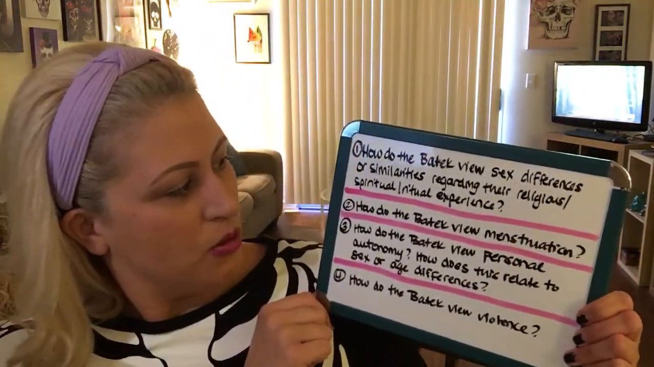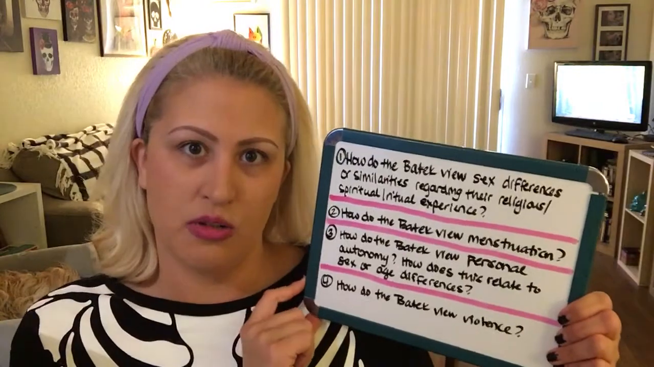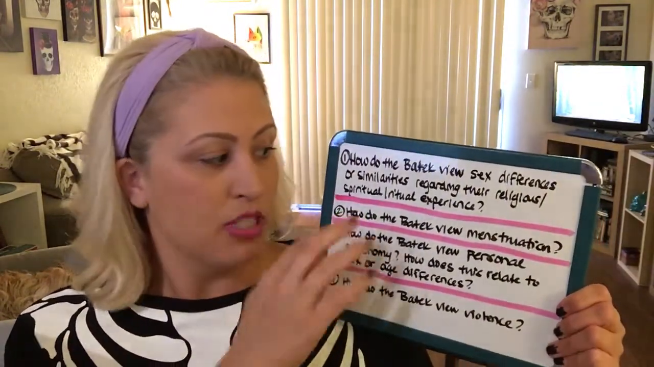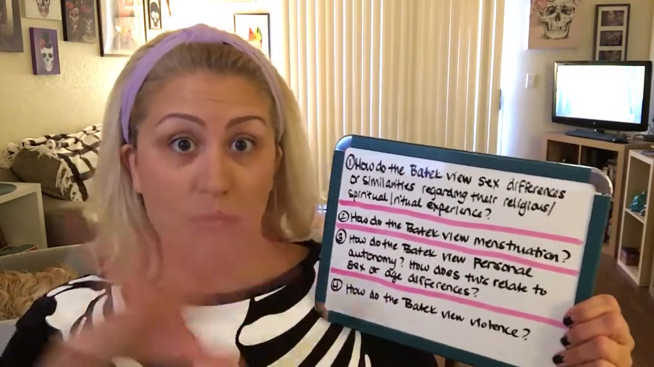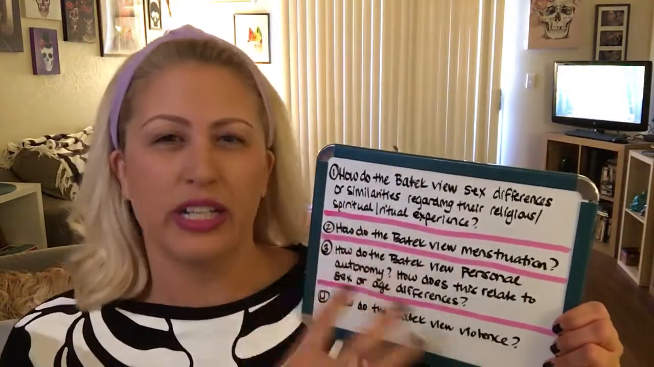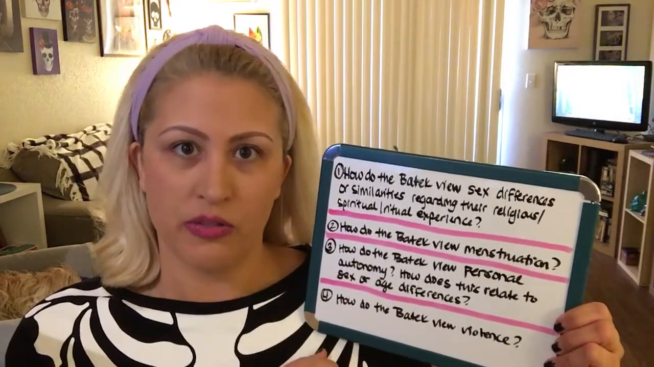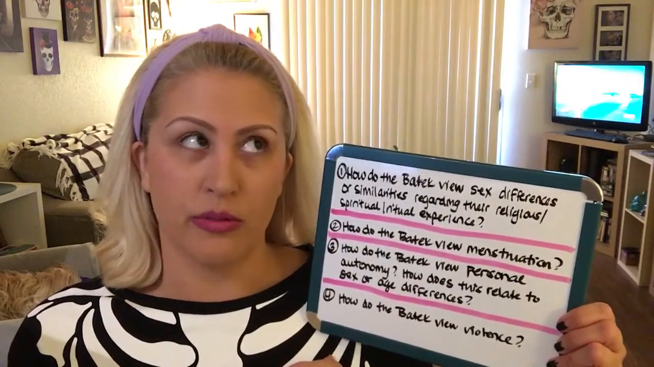The next one, how do the Batek view menstruation? There's a very particular passage about this. I think it's in chapter 2. And some similarities to this concept are going to come up in later chapters. So right now I'm only bringing up some topics that are in chapters 1, 2, and 3. I'll do another video, I think next week or the week after, on chapters 4 through 7.